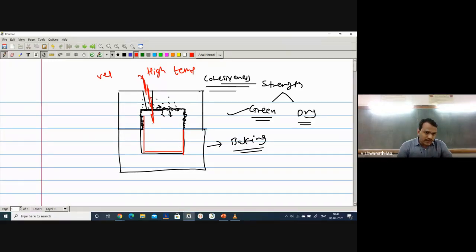Otherwise, what will happen? What will happen if we are pouring here? If the velocity is more, it may produce a shape like this also. If the mold does not have a good dry strength, whatever mold cavity we have prepared, if it does not have good strength, then it may take a shape like this. So that is called dry strength. It should withstand the molten metal we are pouring, right? So that is called dry strength.